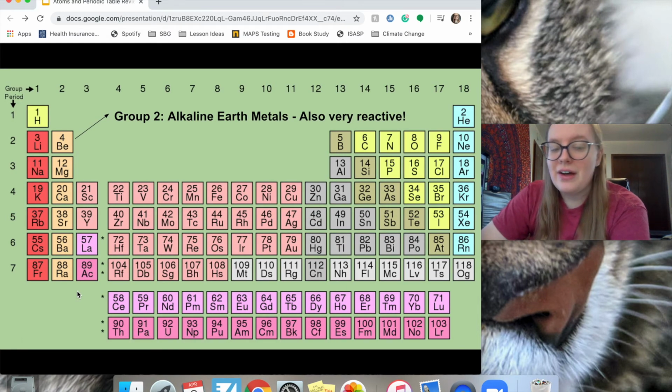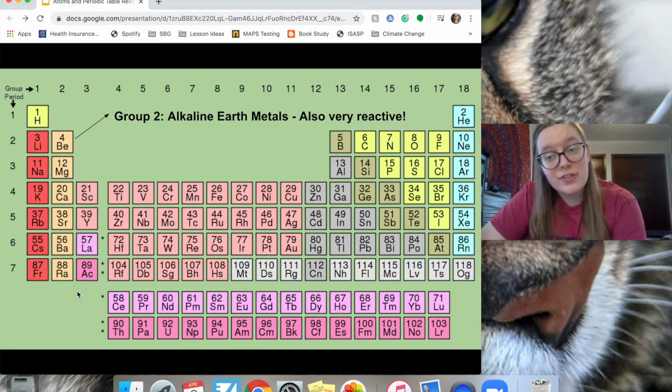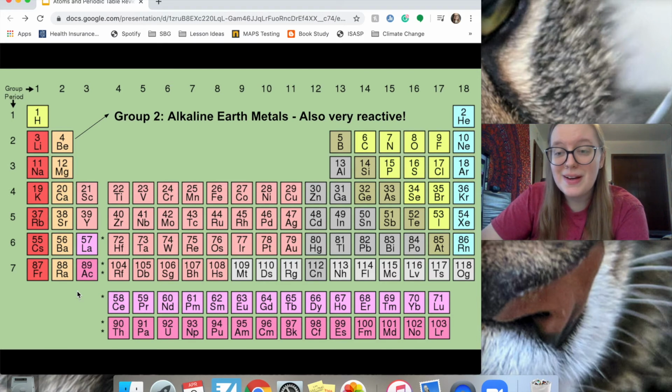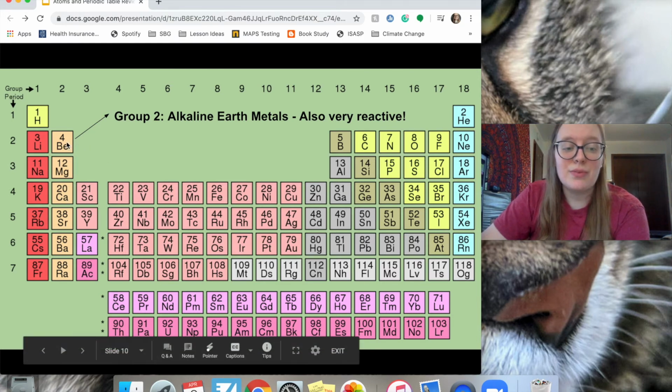Group 2 is our alkaline earth metals. These are also very reactive. And instead of saying all the elements in that group this time, I will just say it runs from beryllium down to radon.